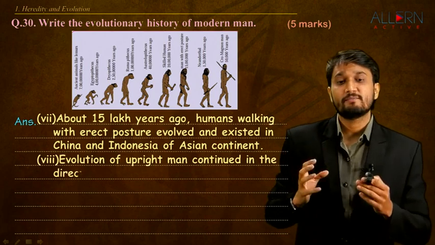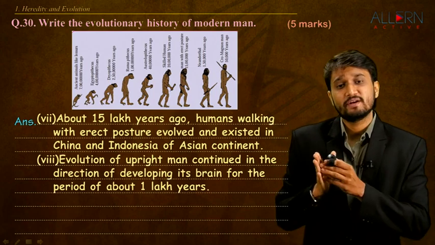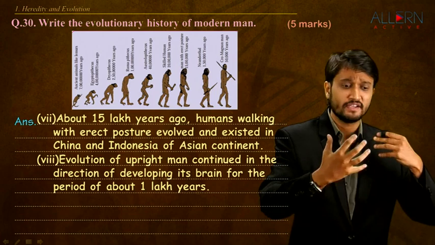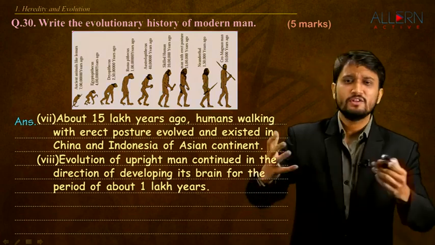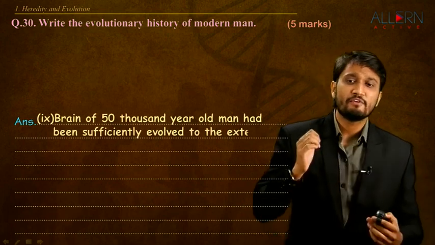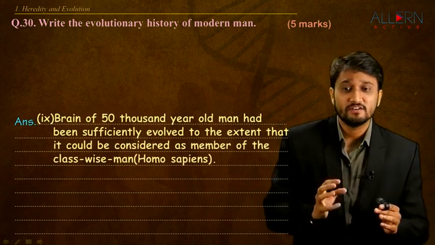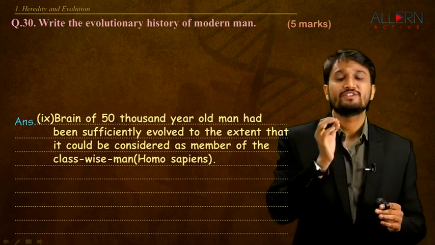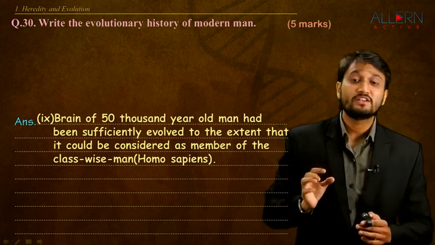So evolution of the upright man continued in the direction of developing in the brain for this period for approximately 1 lakh years. So a lot of development is happening over here. The brain size is increasing, the body parts are changing. As we know, the appendix is changing, and also all these changes are happening at the same time, simultaneously inside the body. So brain of the 50,000-year-old man had been sufficiently evolved to the extent that it could be considered as the member of the class wise man, literally known as the Homo sapiens, which is the category that we belong to. The first one amongst these category were the Neanderthals.